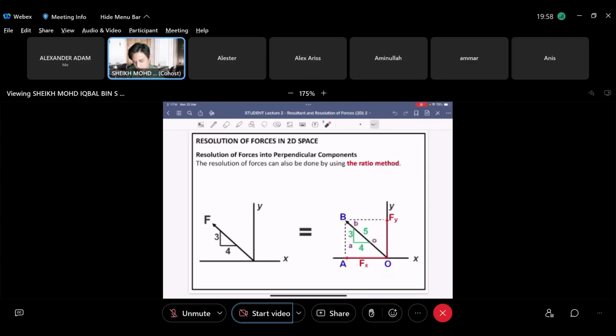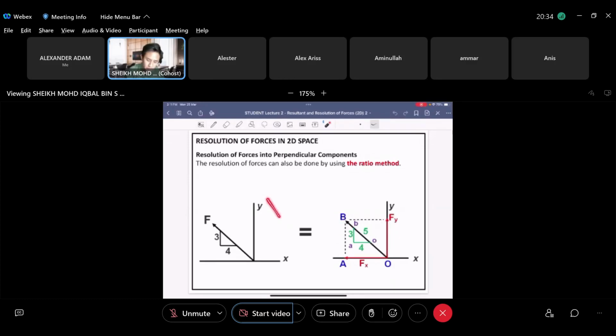OAB here, right? So if you want to find Fx, for example, Fx is equal to F times 4 over 5, because the ratio is already given here, all right? Because you want to find this one here, so it's the ratio of this one over this one, right? It's the same thing if you want to find the vertical magnitude, which is Fy here.